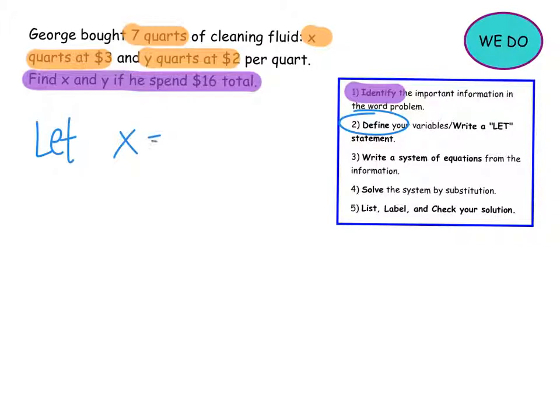So let x equal something and y equal something. And the nice thing is this problem actually kind of does that for you.